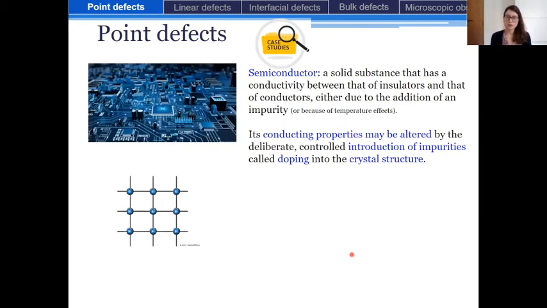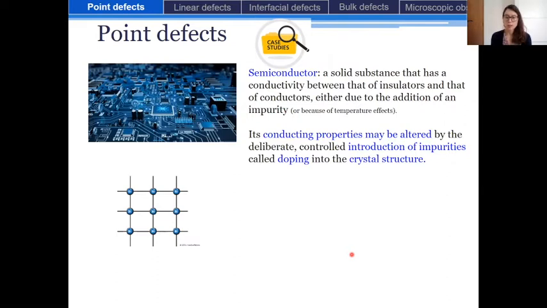Let's go to another case study. We are going to introduce semiconductors. So I'm sure you have heard about semiconductors that are used in electronics. They are a solid substance that has a conductivity between that of insulators and that of conductors. And this intermediate conductivity is either due to the addition of an impurity, or it is provoked by temperature effects.